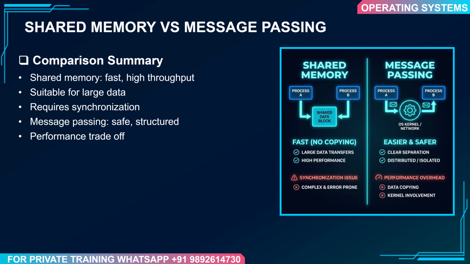Now let us compare shared memory and message passing directly to understand when each approach is preferred. Shared memory is typically faster because it avoids repeated data copying. It is well suited for large data transfers and high performance applications. However, it requires careful synchronization and is more error prone if not designed properly. Message passing, on the other hand, is easier to reason about. Processes are clearly separated. The operating system handles most of the complexity. It is safer and more flexible, especially when processes are distributed or when isolation is important. The trade off is performance overhead due to message copying and kernel involvement.